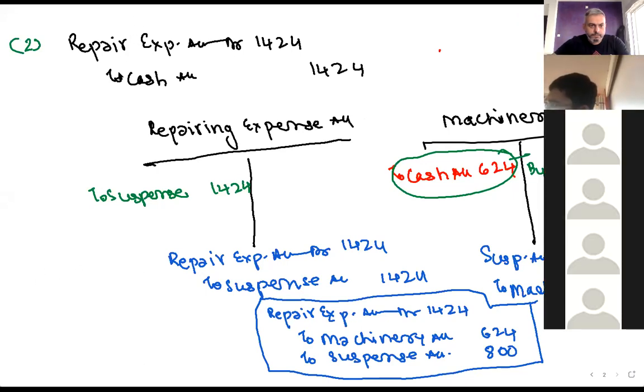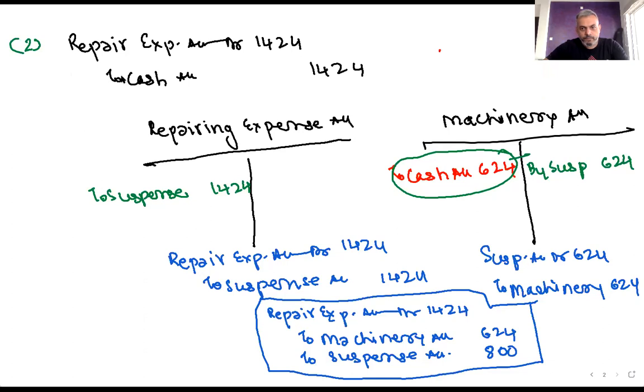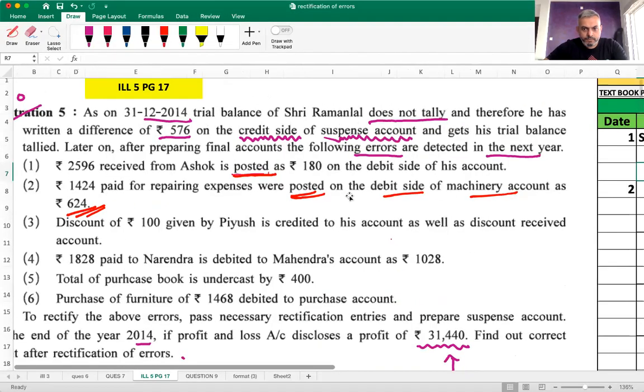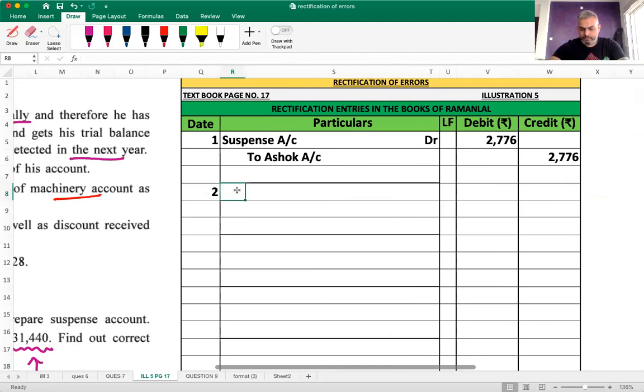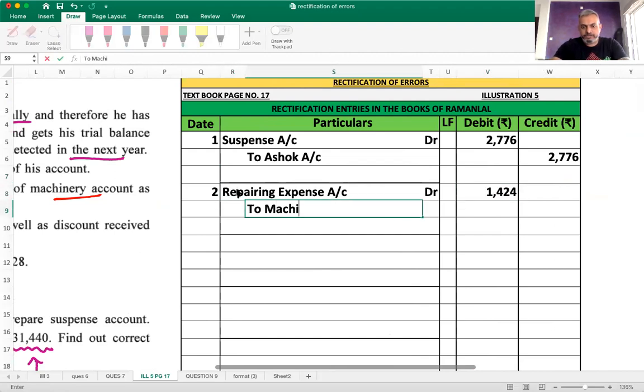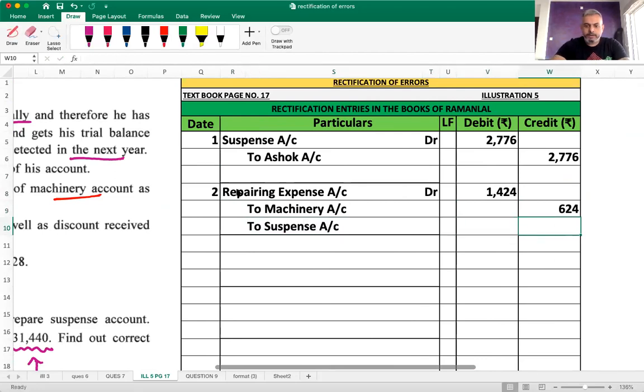Is the working done? Yes, sir. Okay. So write the entry. Repairing expense account debit 1424 to machinery account 624 and to suspense account 800.